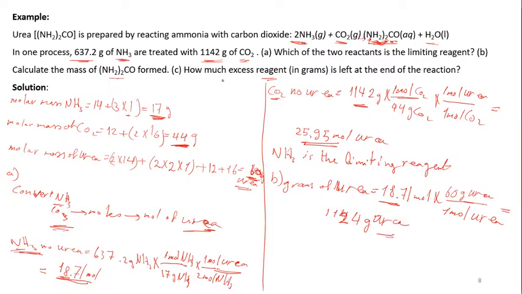Now the third part says how much excess reagent is left in this reaction. We know now that if ammonia is my limiting reagent, this means my carbon dioxide is my excess reagent. So I need to know first how much carbon dioxide should be consumed, and by comparing that with the number of grams I used from the beginning of the reaction, I can know how much excess is left. So first, grams of carbon dioxide consumed.